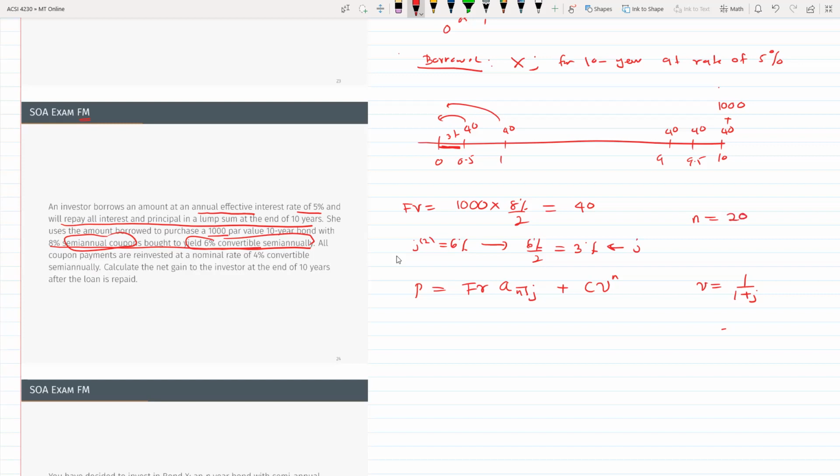Okay, so let's first calculate the price. So you can see the payment is going to be 40. Future value is going to be 1,000. Rate, I can use 6%, but then I have to mention that this is compounding twice per year and payment twice per year. And the n is going to be 20. Then I'm calculating the present value.